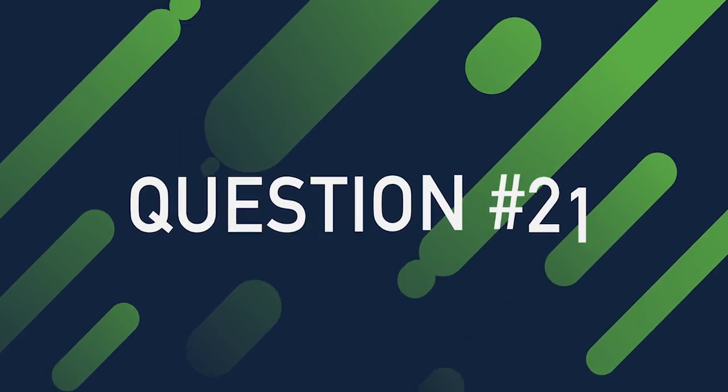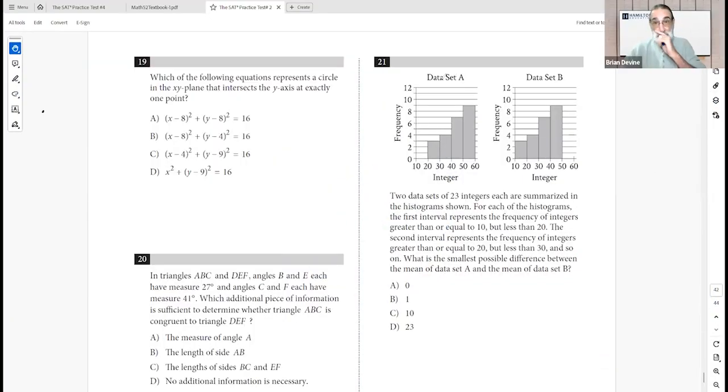Question 21. In question 21, we're given two sets of data that are in bar graphs or histograms. It says it right here, two sets of data, 23 integers each, summarized in the histogram shown. For each histogram, the first interval represents the frequency of integers greater than or equal to 10 but less than 20. And so this interval is going to be 10 to 19. The next one would be 20 to 29. The next one would be 30 to 39, and so forth.